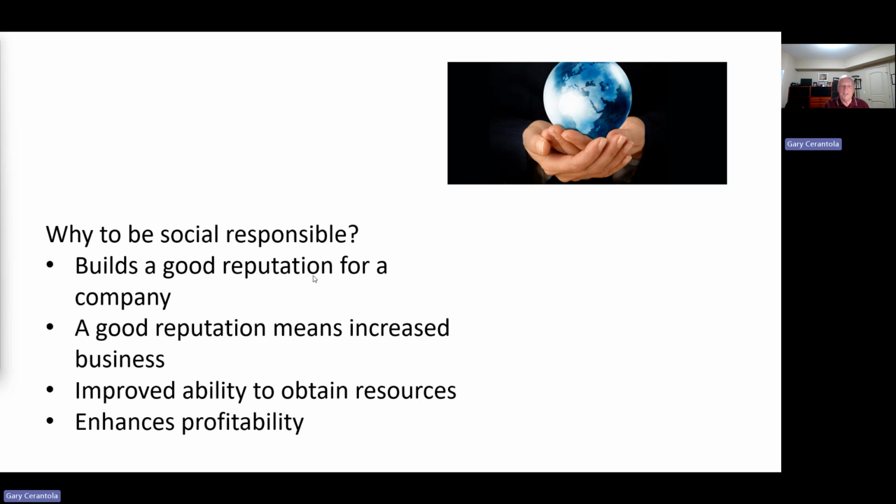You build a good reputation for a company, and global brand is key in today's global economy. And the more that you can tout being a corporate socially responsible organization, the better regarded your brand will be. A good reputation means business, improved ability to obtain resources, enhanced profitability.